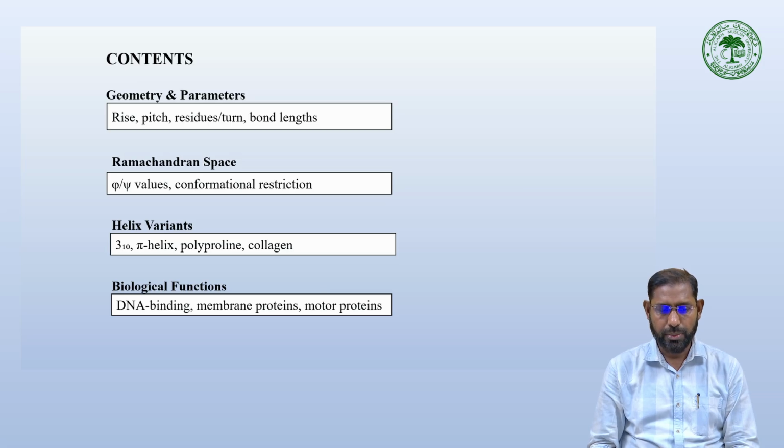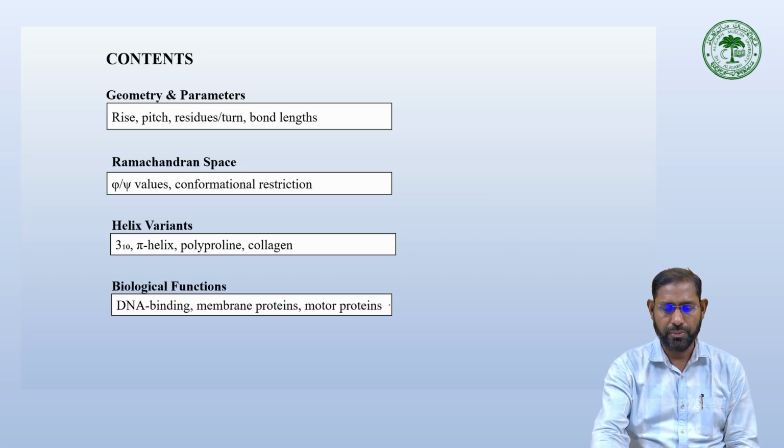Then I'm going to talk about geometry and parameters like rise of the helix, pitch, residues per turn, and bond lengths. Then I'll discuss the Ramachandran plot, or space, phi and psi values, and conformation restrictions. Then I'm talking about different variants of the helix: 3-10, then the pi helix, and polyproline and collagen. Then we also discuss biological functions, like DNA binding, membrane proteins, and motor proteins.